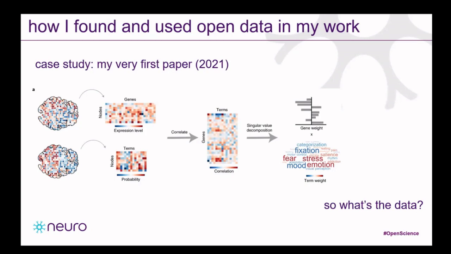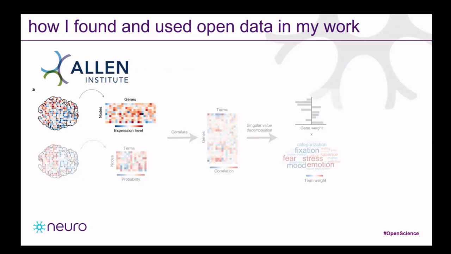Okay, so what's the data? Because I have never collected data in my life, I needed data. The gene expression is coming from the Allen Human Brain Atlas. Definitely big data. It's 6 people.